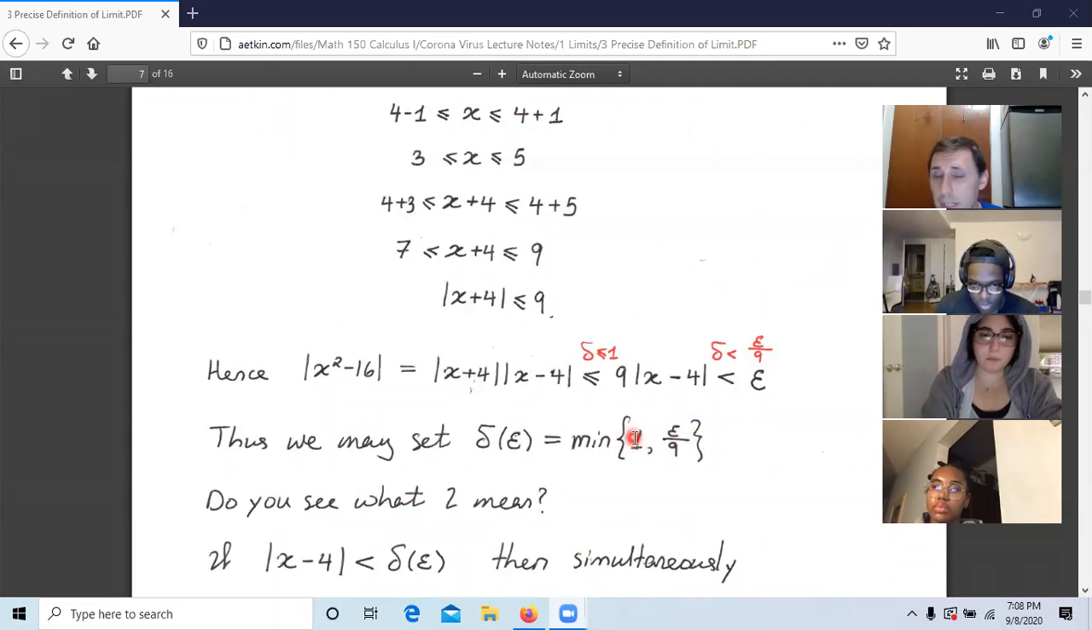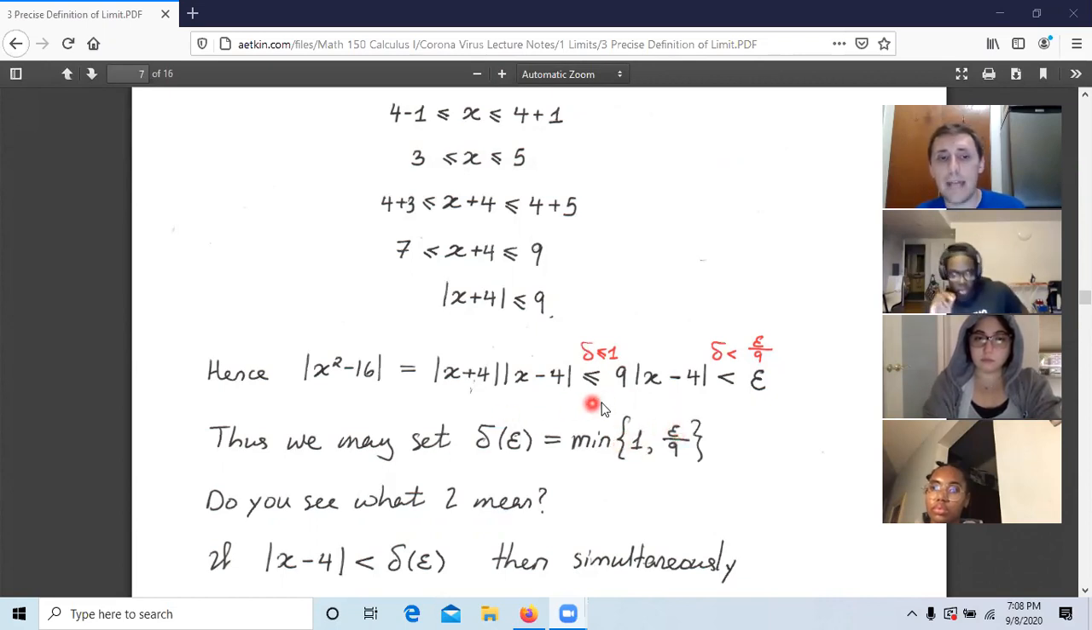There is nothing unique about 1. I could have created a different function, which means that if my delta is simultaneously smaller than 1 and epsilon over 9, usually it will be epsilon over 9, because I would not usually like to use 9-inch pipes for the target. I might use it smaller. So mostly this is important, right? But this is just ensuring that my input is always smaller than 1. Good?